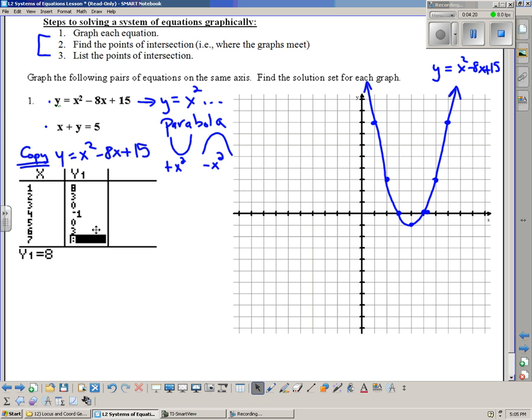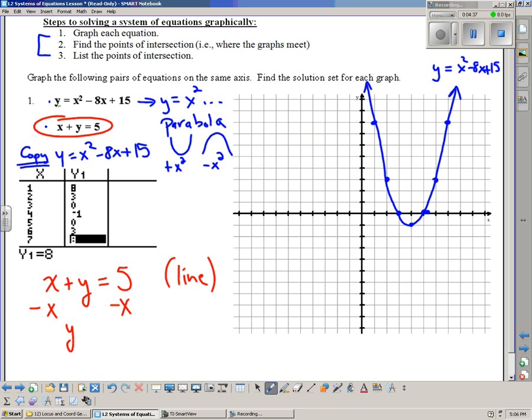Now the next one, x plus y equals 5, we've graphed this here. There's no squared term. X is not squared, y is not squared. This is a line. So for a line, we solve it for y and get the slope and the intercept. So subtract x. And so we have y is negative 1x plus 5. So we have our y-intercept, which is 5, and our slope, which is negative 1 over 1.